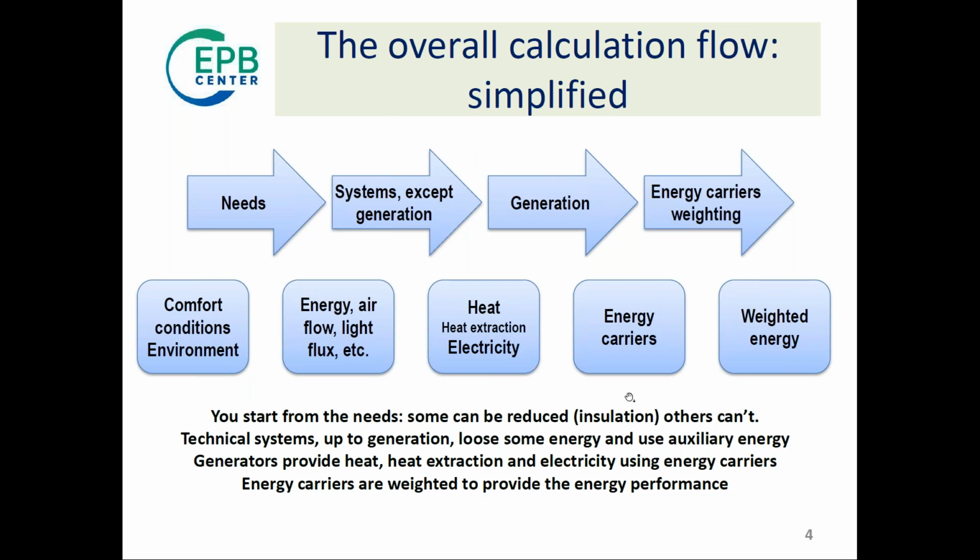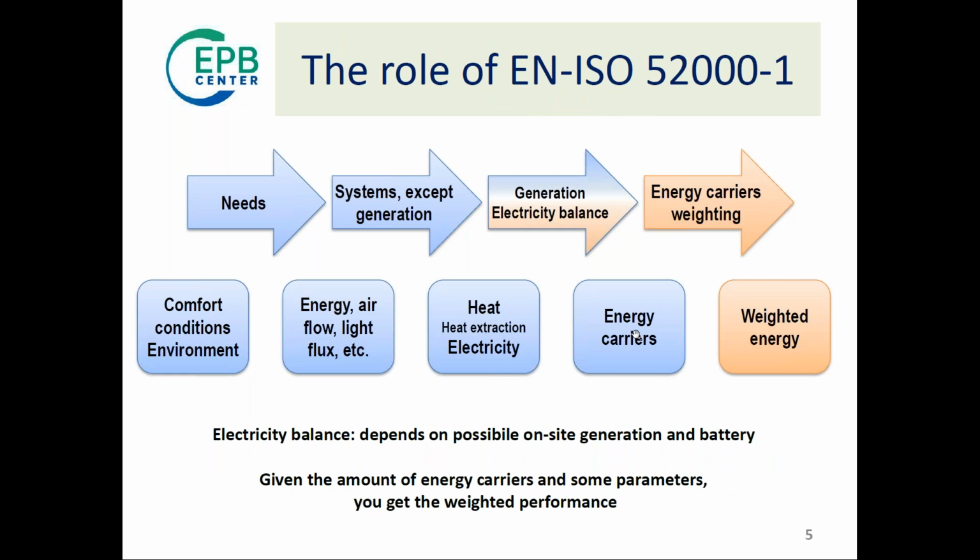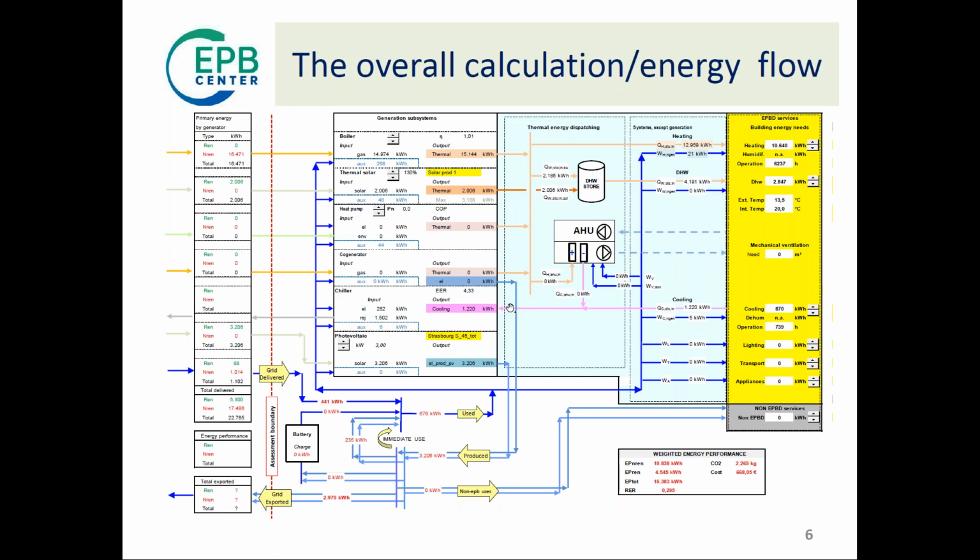some mock-up of this first part of the chain because we want to test the final part. And the role here, I put in evidence, the role of the 52000 is just the electricity balance and then the energy carrier weighting to get the weighted energy. And you've seen also the nice slide about Hogeling, and more or less this is the same slide which is turned upside to the right, and this is the new interface for the spreadsheet which will illustrate how 52000 works. And you can recognize that here you start from the needs.